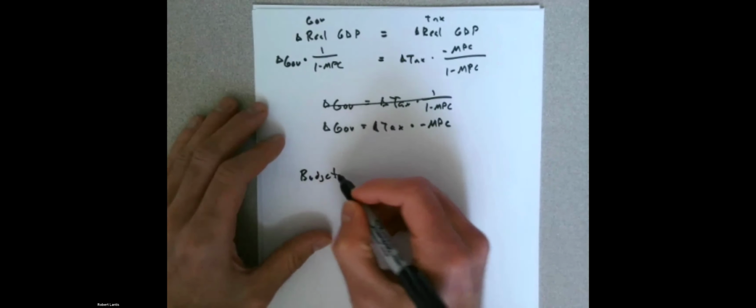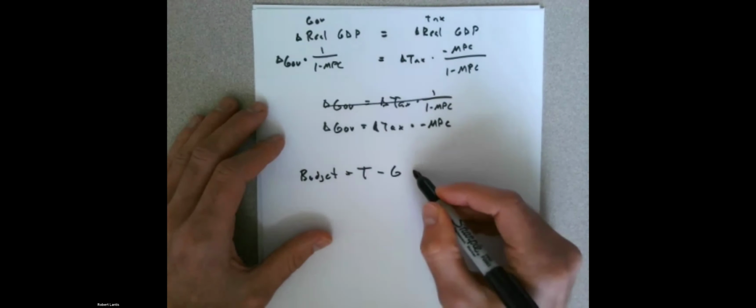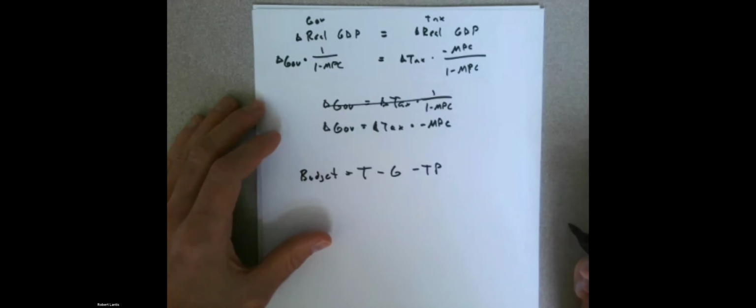So our budget was our tax revenue minus government spending minus these transfer payments.